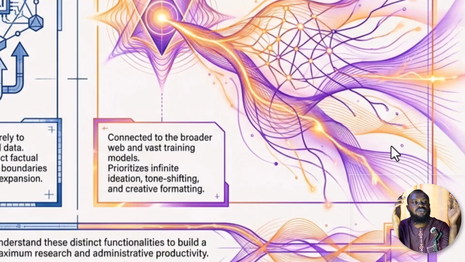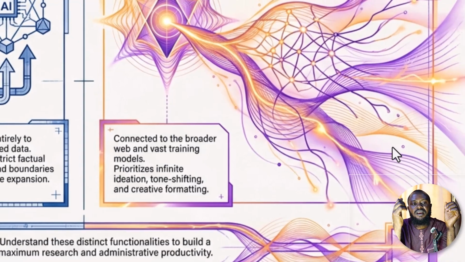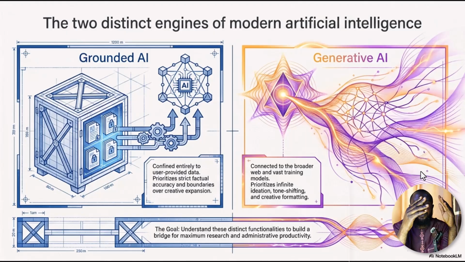Now we have what is called the two distinct engines of modern artificial intelligence. We have the first one that we have talked about, grounded, and also we have generative AI. When we say generative AI, like we said yesterday, the LLM that we talked about, it will just pick ideas from you, go online, and then work on every instruction you are giving to it, and then come with something reasonable. So if we look at what we have under generative AI, it says connected to the broader web and vast training models, prioritizes infinite ideation, tone shifting, and creative formatting. We have used this, so we should understand all this.